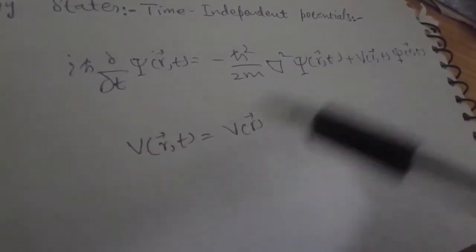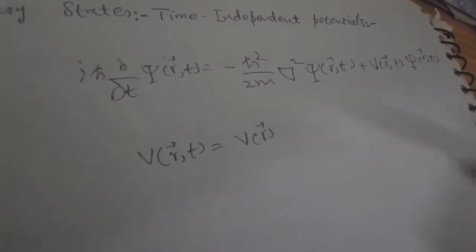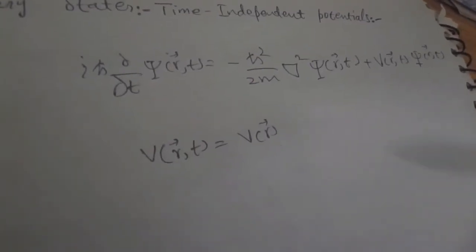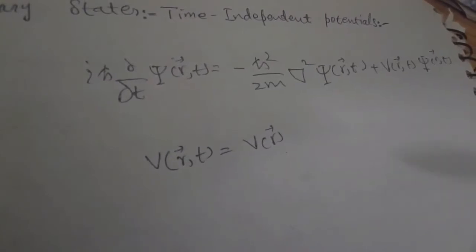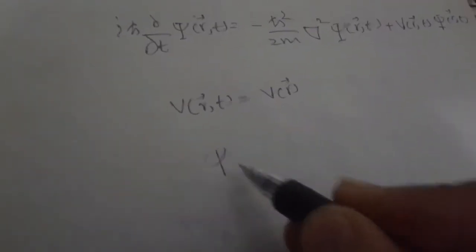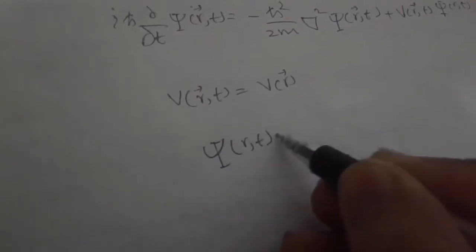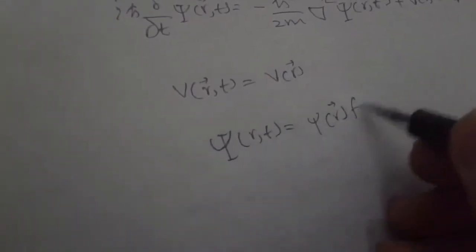So in this way we can say that our solution will be a product of two things. One must be independent of time, the other will be dependent on time. So we will define a solution ourselves: ψ(r,t) = ψ(r) f(t). This is our trial solution.